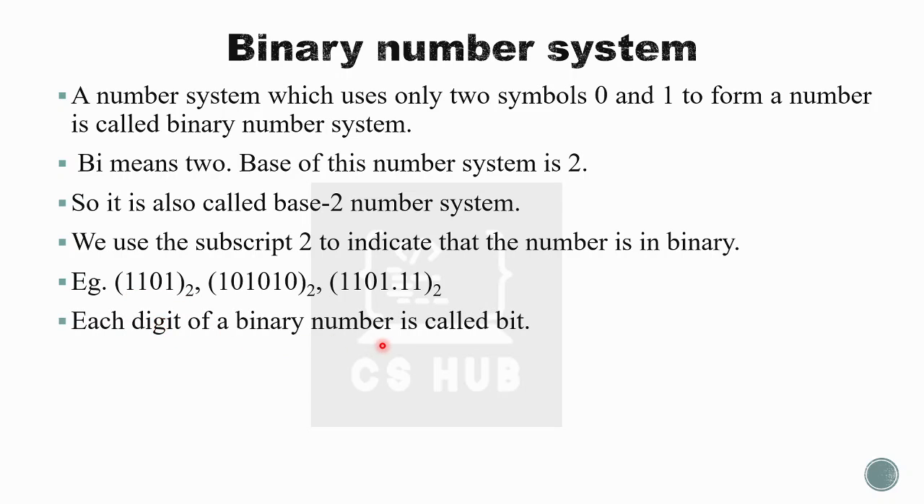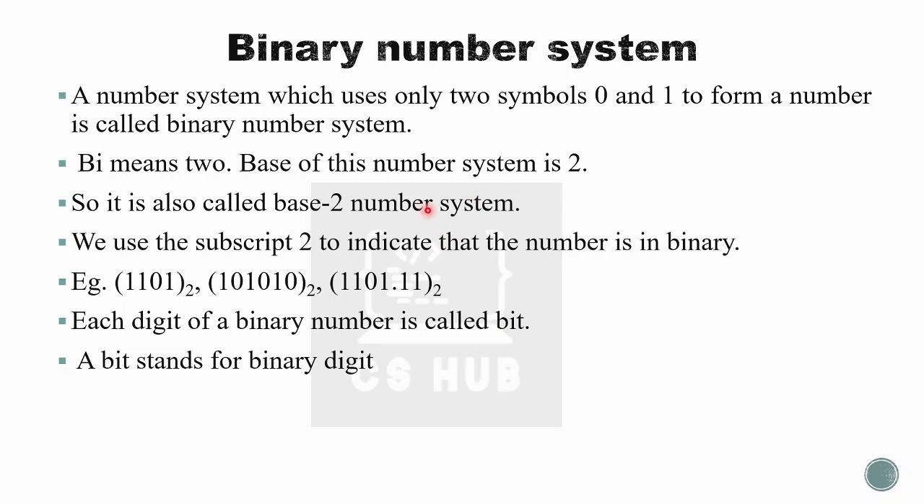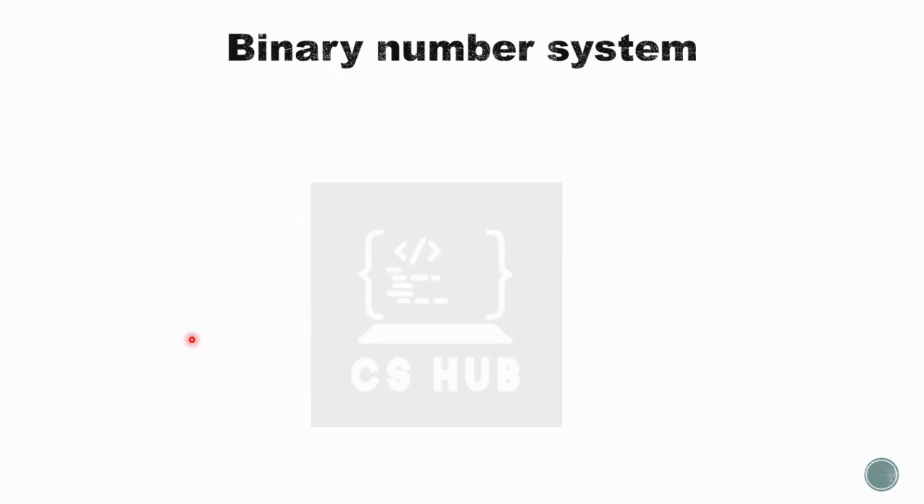Each digit of a binary number is called a bit. In decimal, each digit is known as a digit itself, right? And here, each digit is known as a bit. Bit means binary digit. So the important points are: we have two symbols, our base is 2, we use a subscript 2, and each digit is known as a bit.